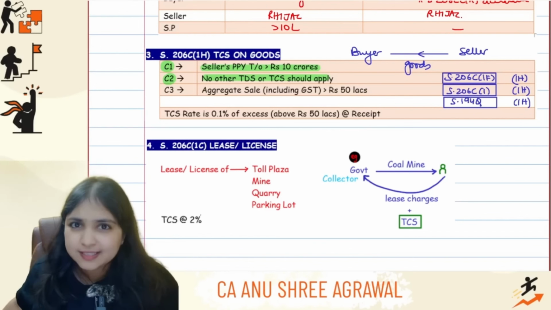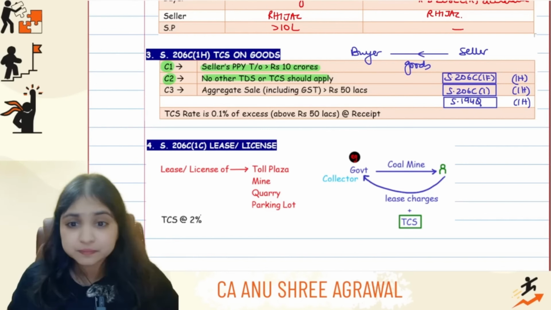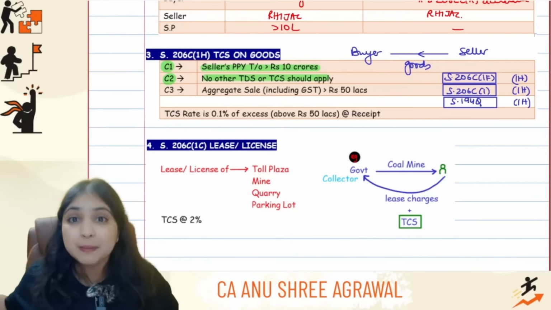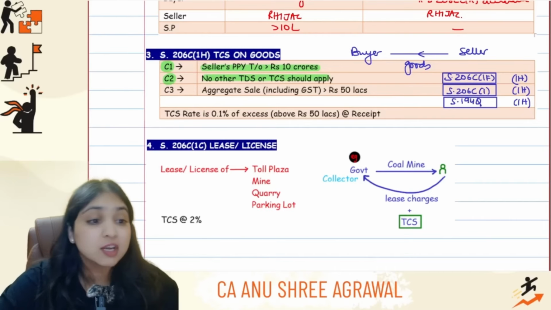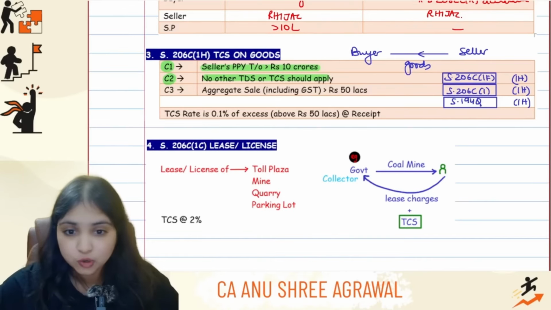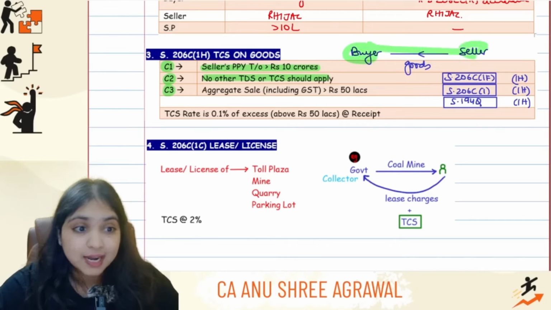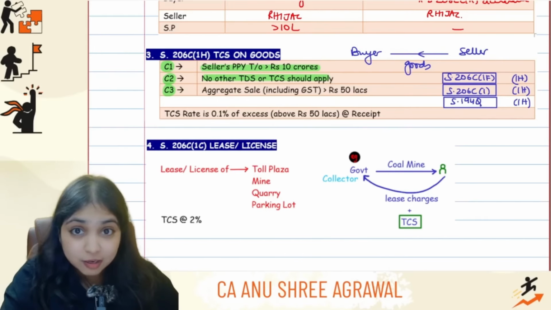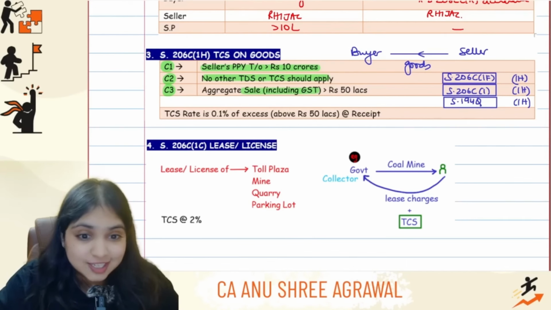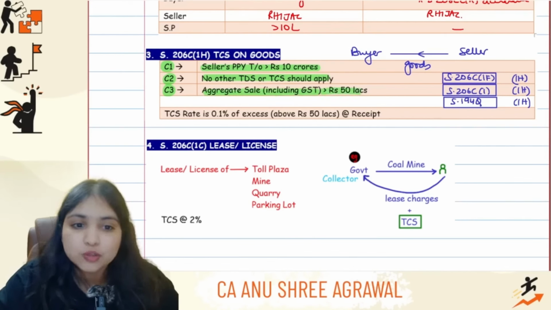If none of the other sections is applicable, then only you will apply 206C1H. Understood? If any other TDS section is applicable, if any other TCS section is applicable, apply that. Don't apply 206C1H. If none of the other TDS or TCS sections are applicable, only then you will apply 206C1H. Okay. And then comes a third condition. Between this buyer and the seller in the entire year put together, total transaction, total sale, including GST, the total sale is more than 50 lakh rupees.